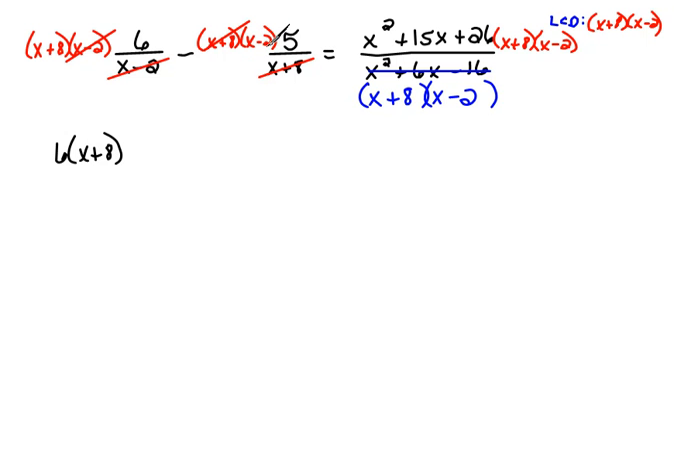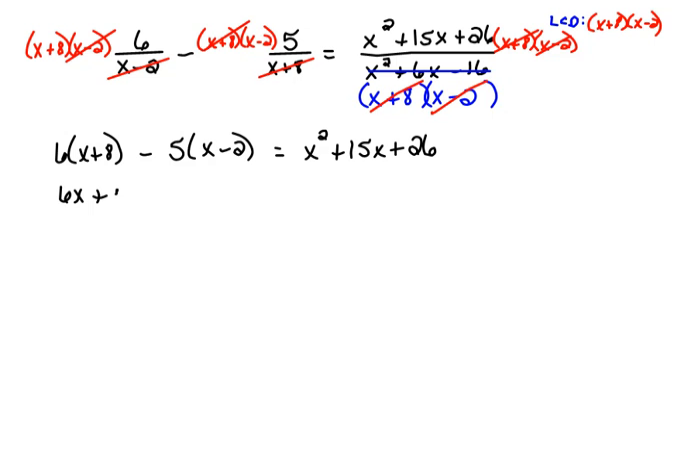Now I'm going to put the 5 in front of this binomial, so we'll have minus 5 times x minus 2 equals. Here in the third term rather, our x plus 8's cancel and our x minus 2's cancel. So we're left with x squared plus 15x plus 26. Now we can start distributing, cleaning this up a bit. So whenever I distribute that through, we have 6x plus 6 times 8 is 48 minus 5x plus 10 equals x squared plus 15x plus 26.